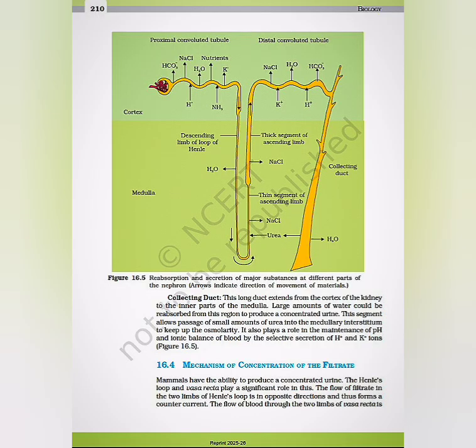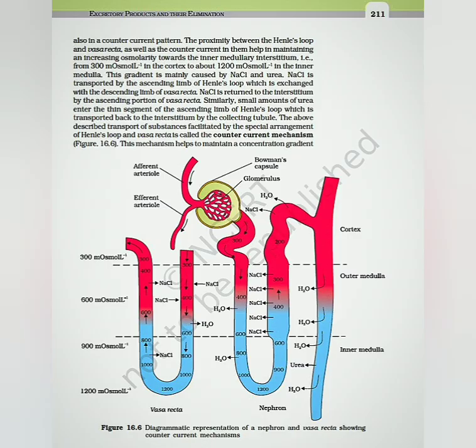Mechanism of concentration of the filtrate. Mammals have the ability to produce a concentrated urine. The Henle's loop and vasa recta play a significant role in this. The flow of filtrate in the two limbs of Henle's loop is in opposite direction and thus forms a countercurrent. The flow of blood through the two limbs of vasa recta is also a countercurrent pattern.